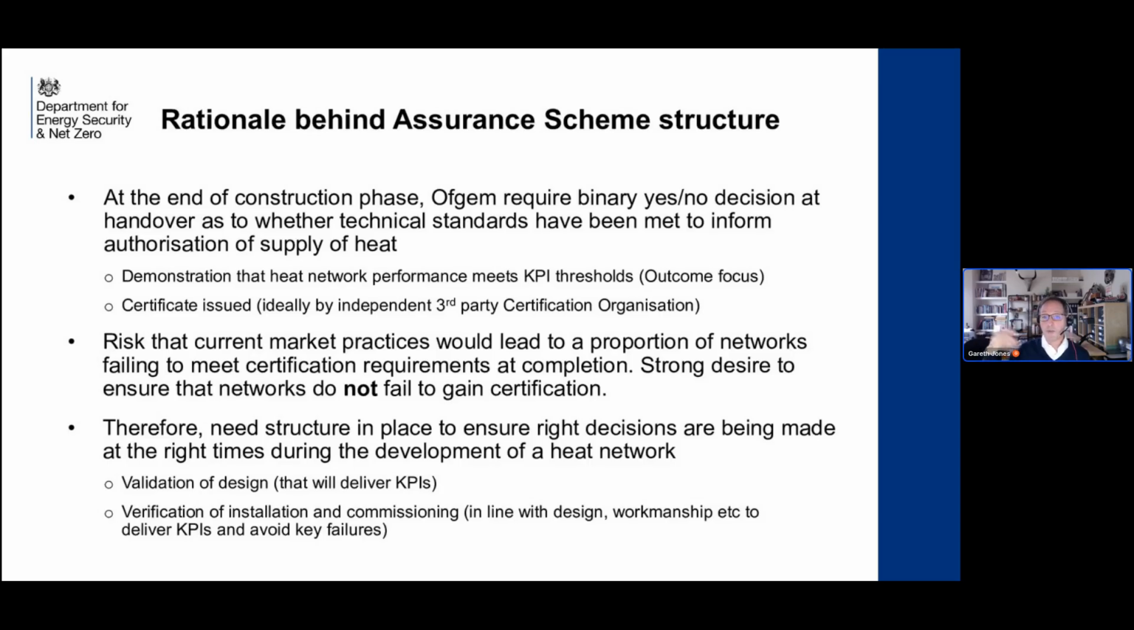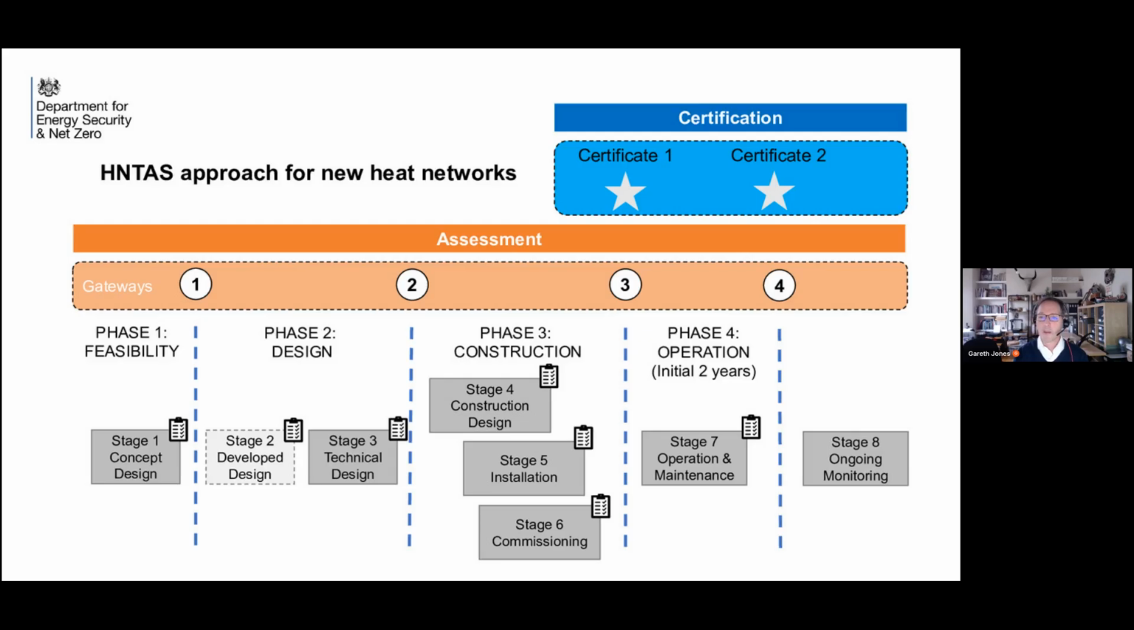So what we need to do is put in place a structure to ensure that the right decisions are being made at the right times through an assurance scheme for the development of a heat network. So validation of design and verification of installation and commissioning. Effectively, what we have in orange is an assessment program. So we have assessment by assessors at different gateways, through concept design, developed design to technical design. Developed design is optional, whether or not that goes through at that point.